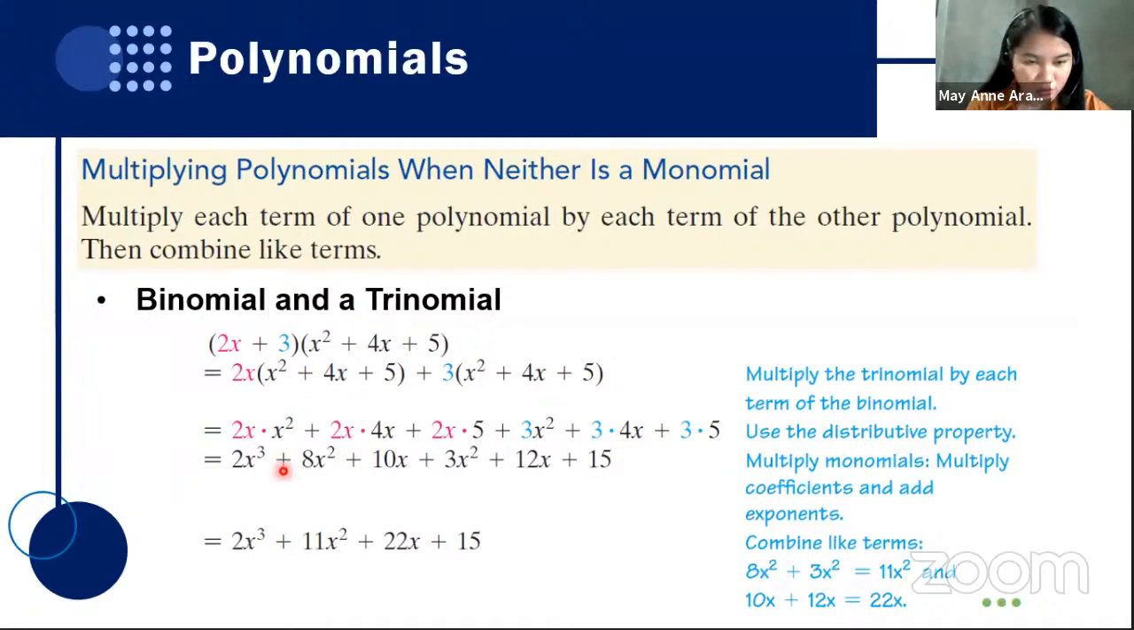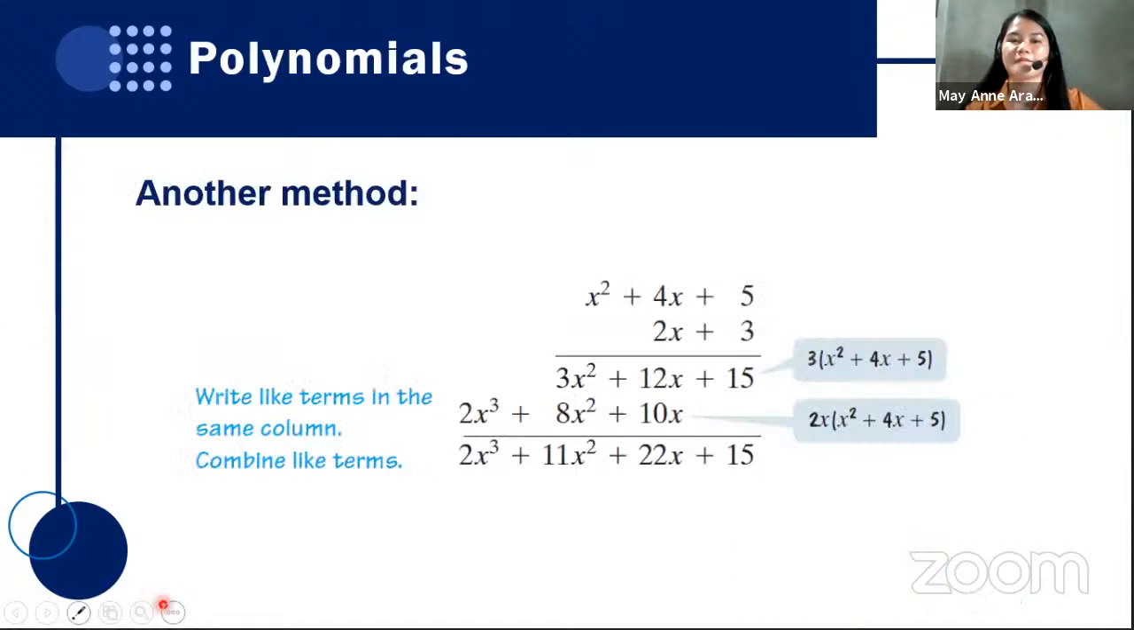Okay, you can still combine like terms here. So we have 8x squared and 3x squared and 10x and 12x. Okay, so this is the final answer: 2x cubed plus 11x squared plus 22x plus 15.